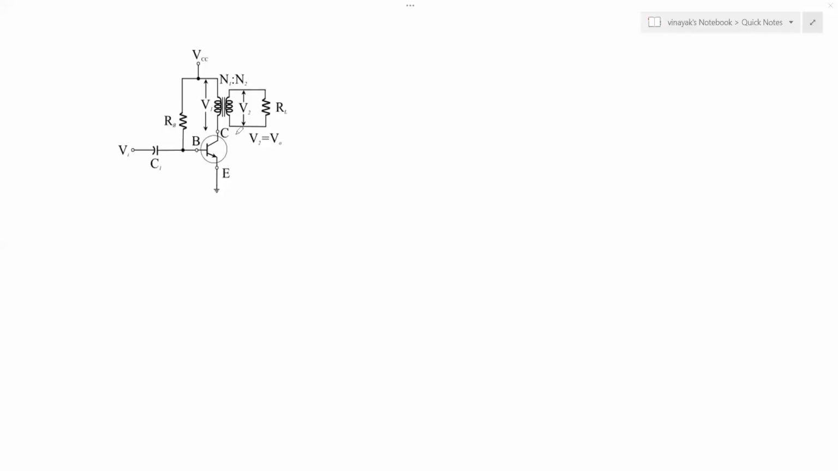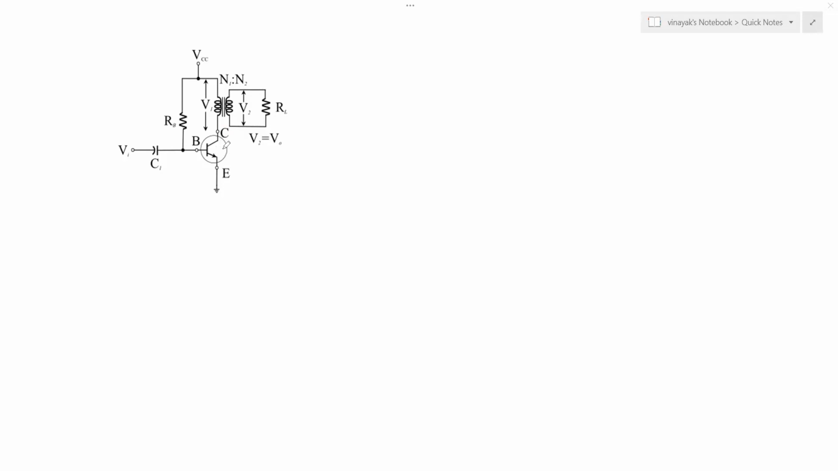Hello, welcome back. We are going to analyze this circuit, which is called a Class A amplifier with transformer coupled circuit. We are using this transformer in the circuit to couple the input side of the signal to the output side of the signal. The drawback of this circuit is, however, that you have a bulky transformer to be used in the circuit. Now, let us analyze step by step how this circuit works.